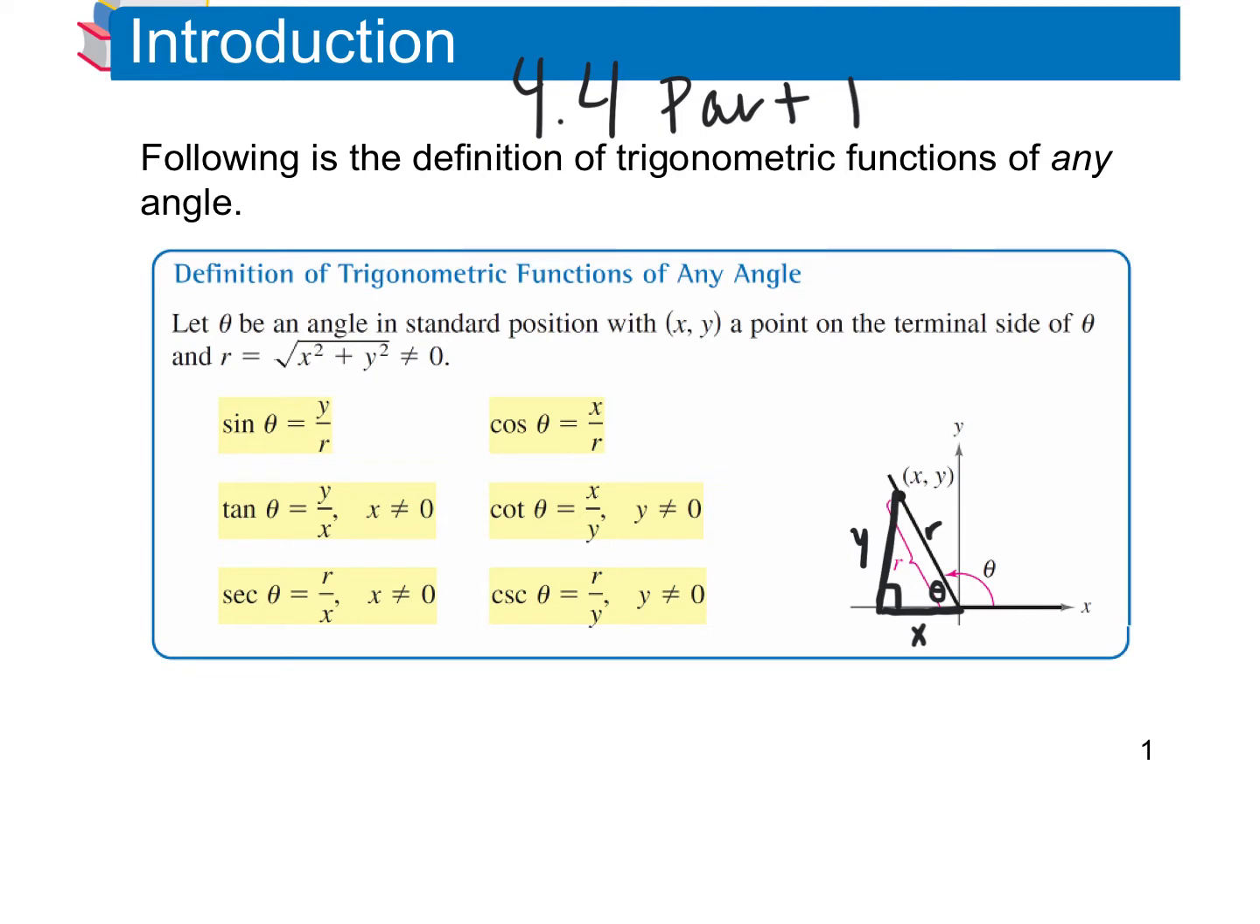Tangent is the same, y over x. Cotangent is the reciprocal of that, x over y. And then secant and cosecant are the reciprocals of the ones that they belong to. To find r, we use this formula, which is pretty much the same thing as the Pythagorean theorem, because it's a right triangle, and r is our hypotenuse. So r is equal to the square root of x squared plus y squared.